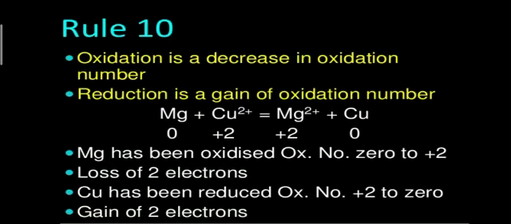Similarly, the copper +2 ion converts to copper, that is its free state or zero oxidation number. So the +2 is decreasing its value to 0. Now the oxidation number or the charge is decreasing. It means that there is a decrease in oxidation number in case of reduction. So copper is reduced while magnesium is oxidized. Magnesium has lost 2 electrons while the copper has gained 2 electrons.